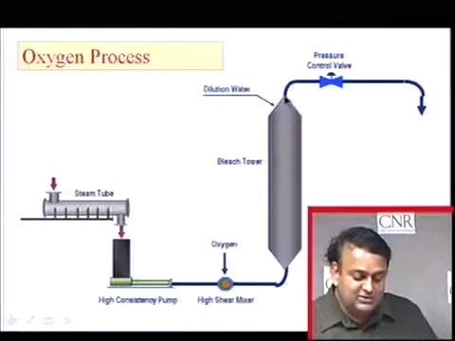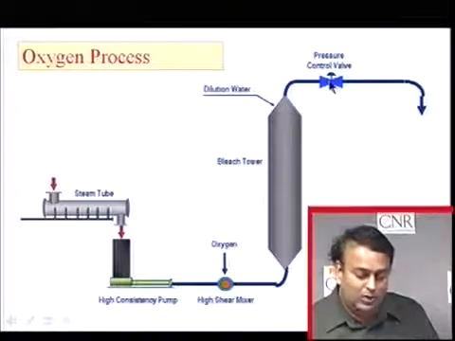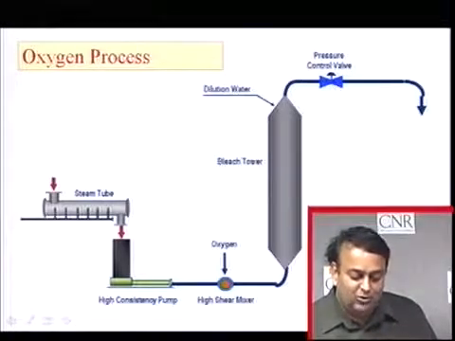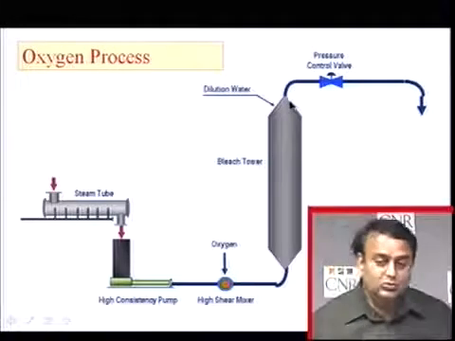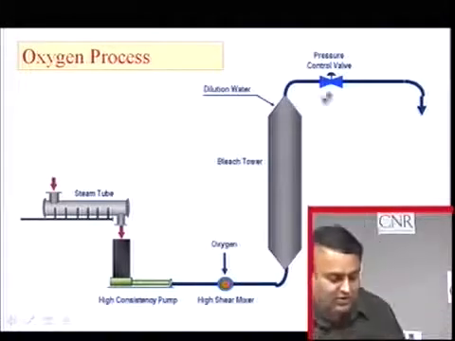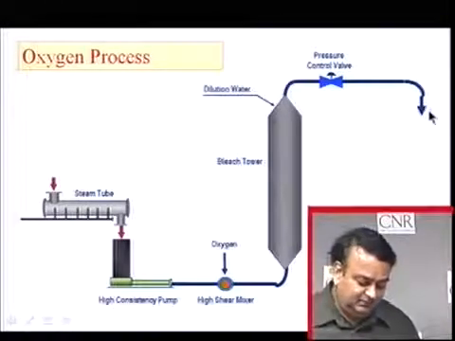The tower is under pressure, 60 to 90 psig. That's why you have the control valve, the blow valve through which the fiber is blown to a blow tank. On the top, you can add dilution water to ease the blowing effect, so it can blow to a blow tank at 4 to 5% consistency.